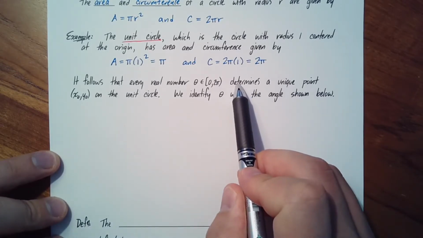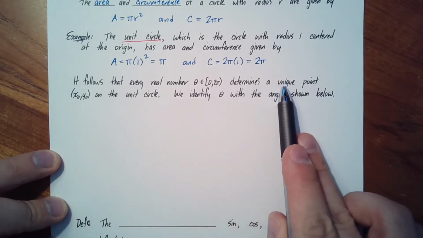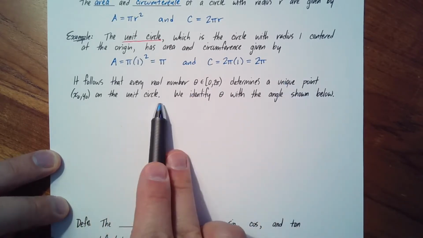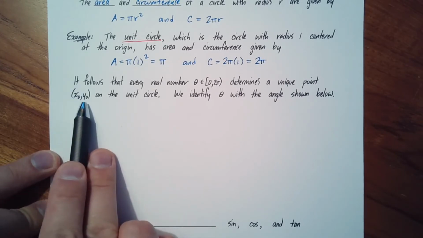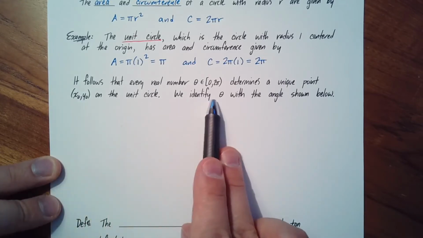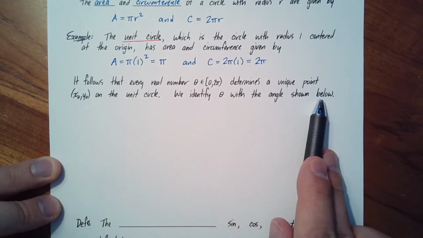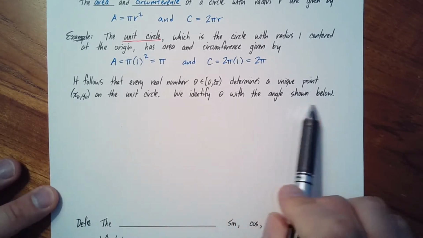So what about this number theta? Any number theta in this interval determines a unique point on the unit circle, which, by the way, we're going to use this notation to represent the x-coordinate and the y-coordinate of this point. And then we're going to identify theta with the angle shown below. Well, there's no angle shown below yet because we still have to draw a picture. So this last part is not going to make sense until we draw the picture.